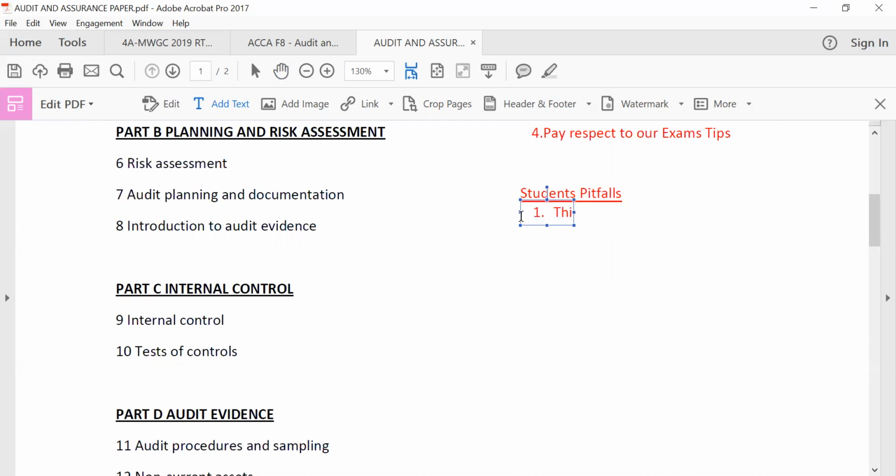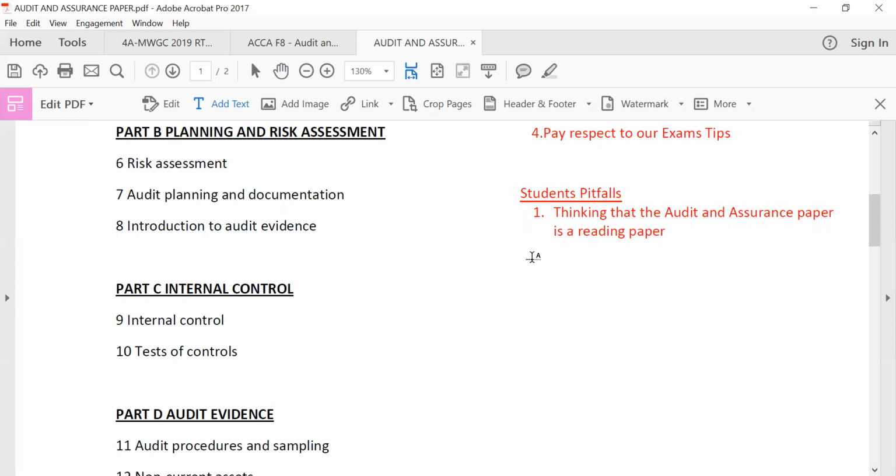So one, thinking that the audit and assurance paper is a reading paper. That is the first pitfall. A lot of students tend to think that the audit and assurance paper is basically reading. Some even lie in their bed, pick up the book, then read just like a normal newspaper. But one thing we will notice is that the audit and assurance paper is a practical paper.